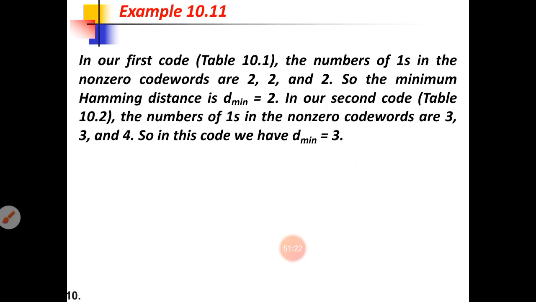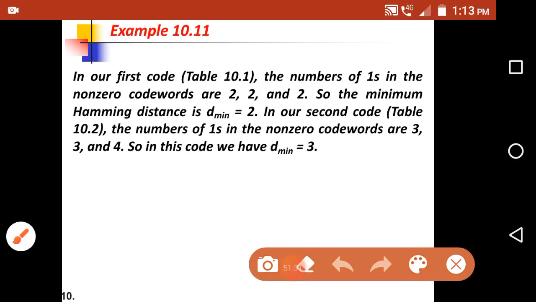Okay, and they have given one example. As we already discussed, in our first code the number of ones in the non-zero code words is 2, 2, 2. You can refer to Table 10.1. You have to determine the number of ones in the non-zero code words, and all those code words contain only 2 ones. So that's why the minimum Hamming distance is 2.